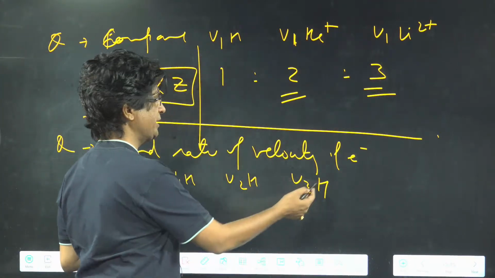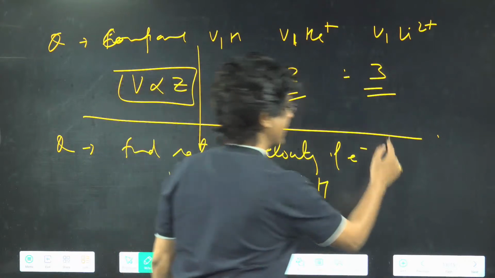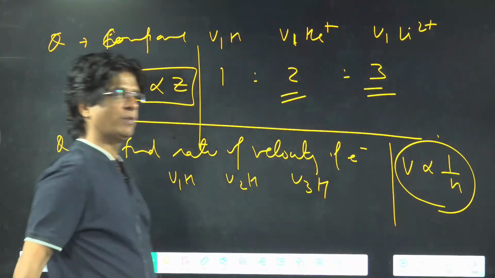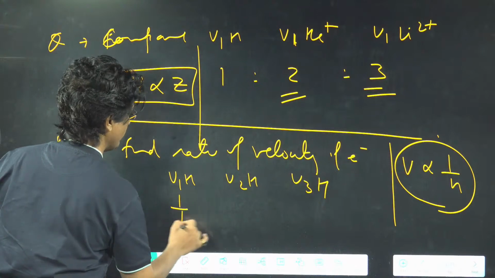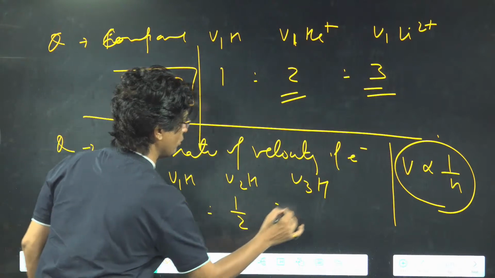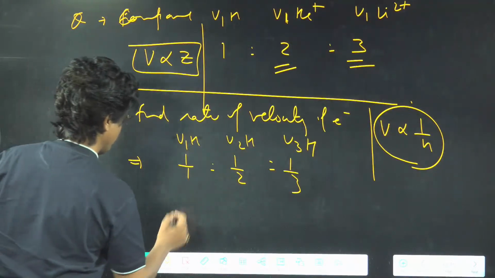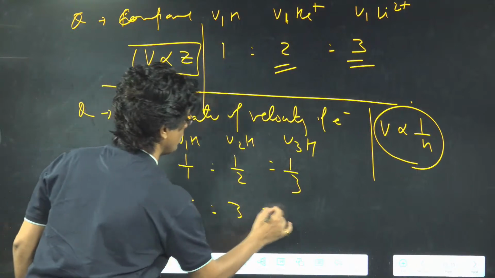Here basically you can see that we are talking about the hydrogen atom only. That means Z is same. That means V is proportional to 1 by n. If I take the ratio, this will be 1 by 1 is to 1 by 2 is to 1 by 3. Taking the LCM and multiplying by 6, it will be 6 is to 3 is to 2.